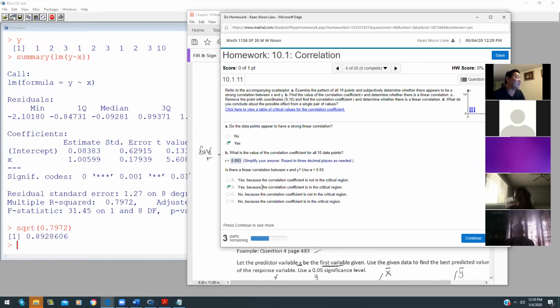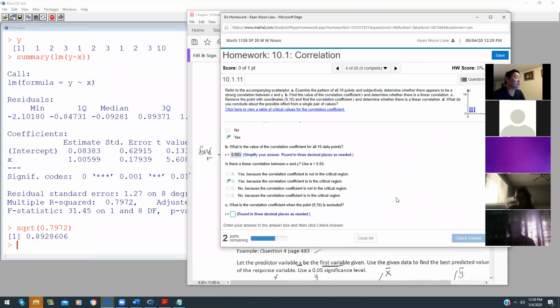Either that is in the yes or no. But since this p-value is less than alpha, so it is a linear correlation. You guys all right with this kind of questions? Now the question asks C.